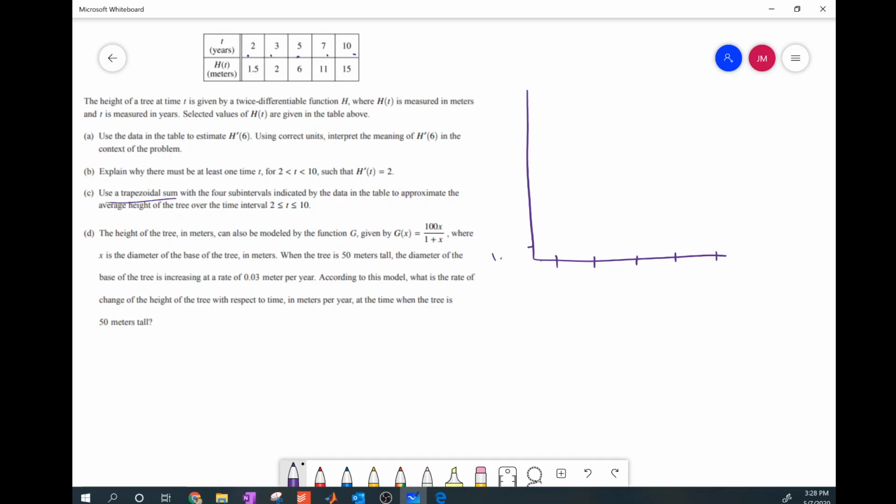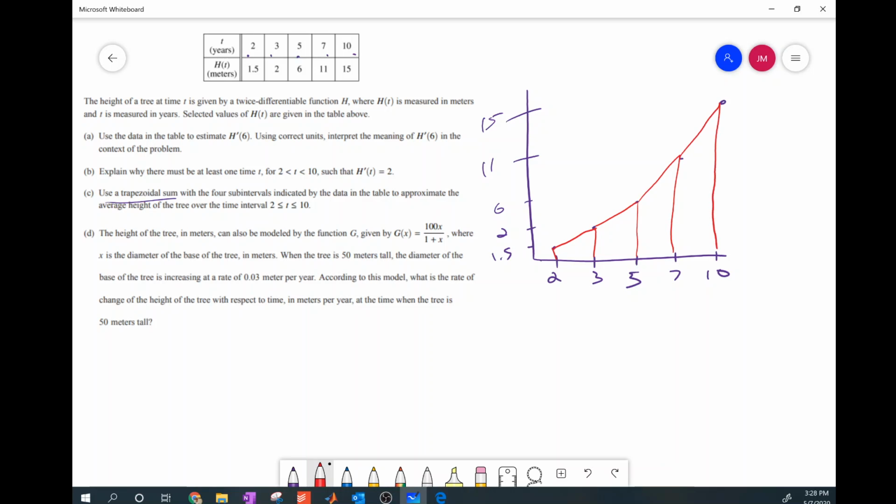So 2, 3, 5, 7, 10. And then 1.5, 2, 6, 11, 15. So we're going to go bam, bam, and these are going to be my trapezoids. Alright, so we got area 1, area 2, area 3, and area 4. And those are the 4 subintervals they'd mentioned in the problem.